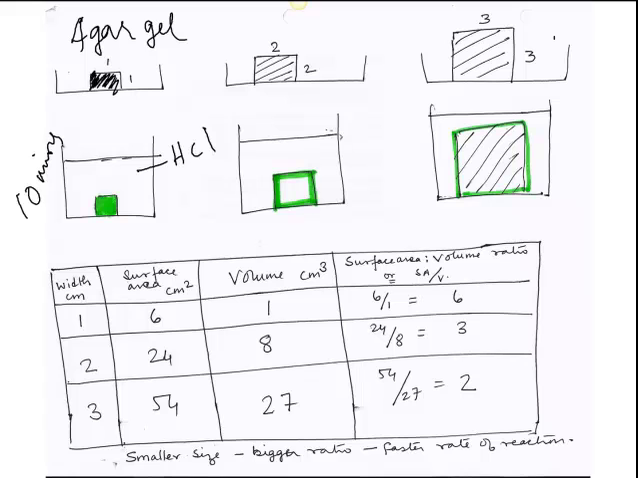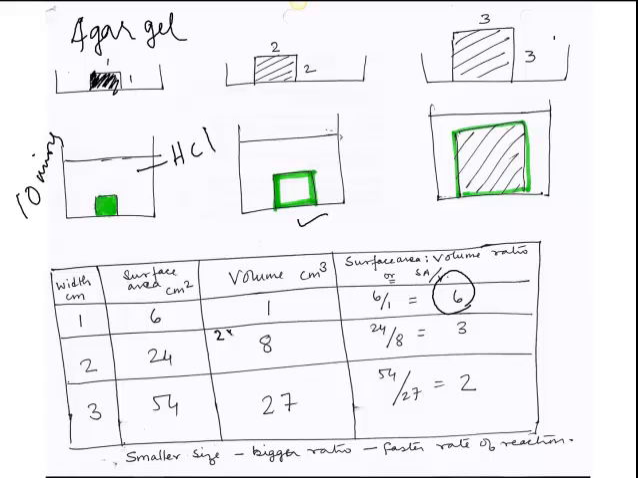Basically, this table down here will help you understand what I'm talking about. The first cube, the width is 1 centimeter. The surface area that it has is 6. That is 1 plus 1 plus 1, all the 6 sides put together. The volume that it has is 1, that is 1 into 1 into 1 centimeter cubed. Now, if you take the ratio, it is 6 by 1. Surface area by volume, the ratio is 6. Now, if you consider the next one, 2 centimeter by 2 centimeter, the surface area that it has is 24. The volume that it has is 8.